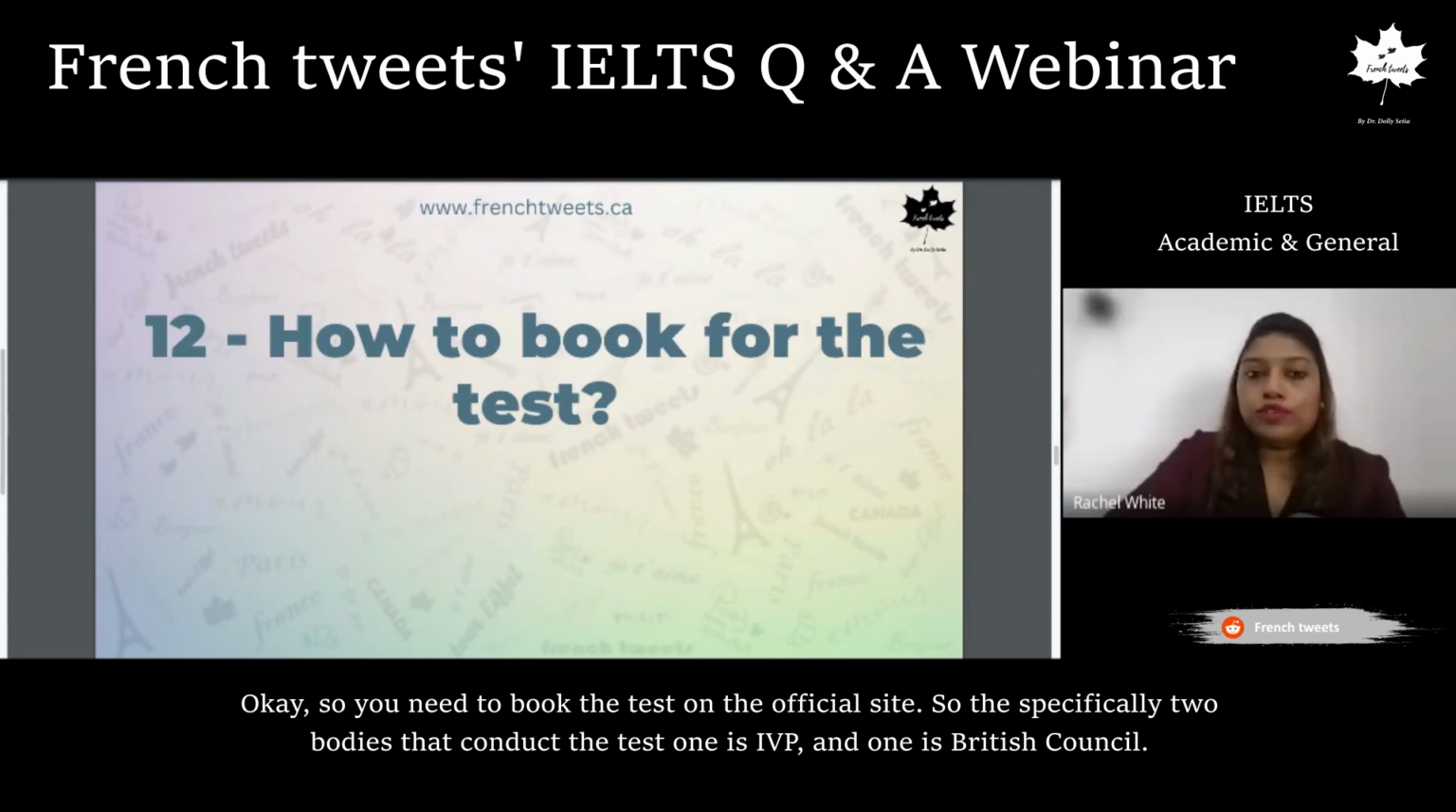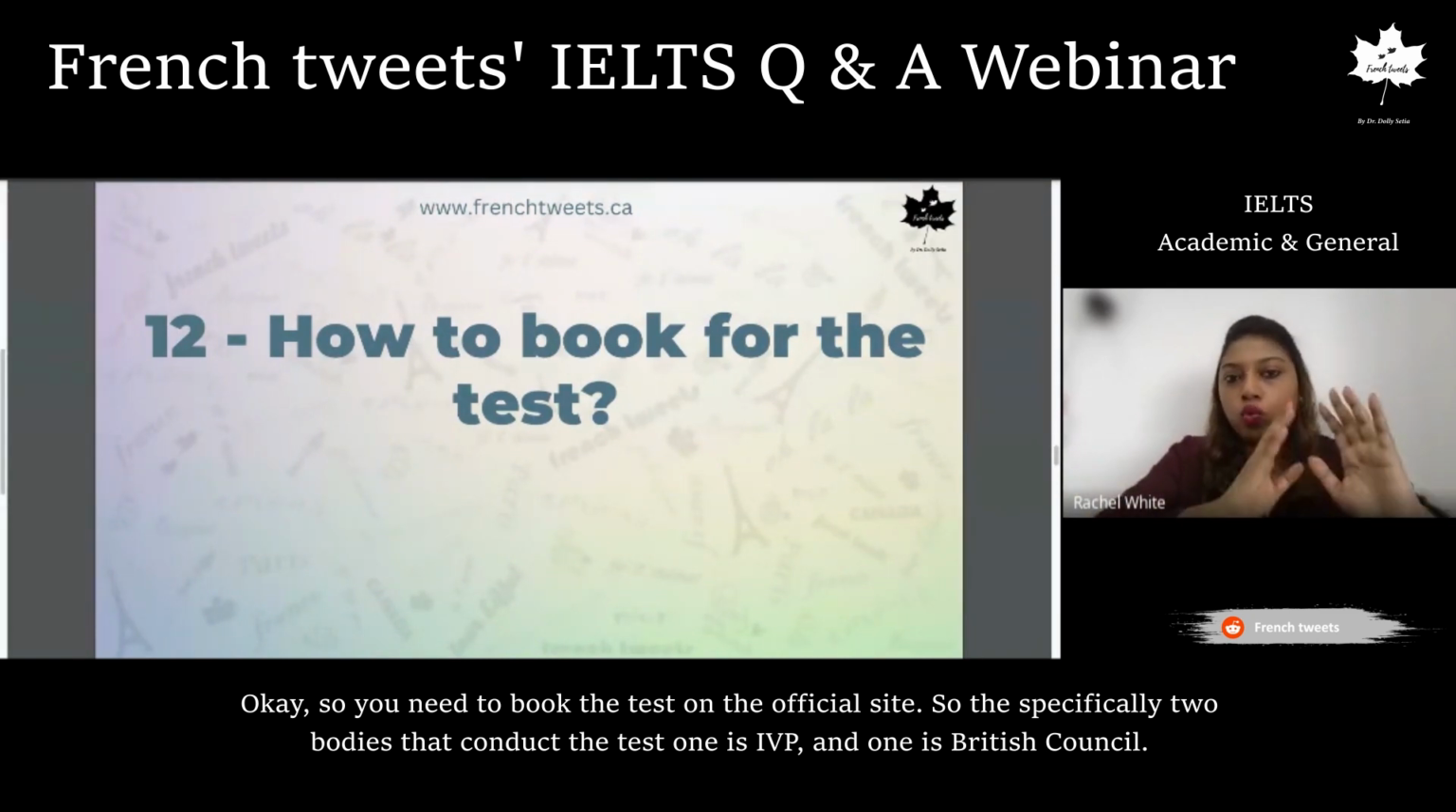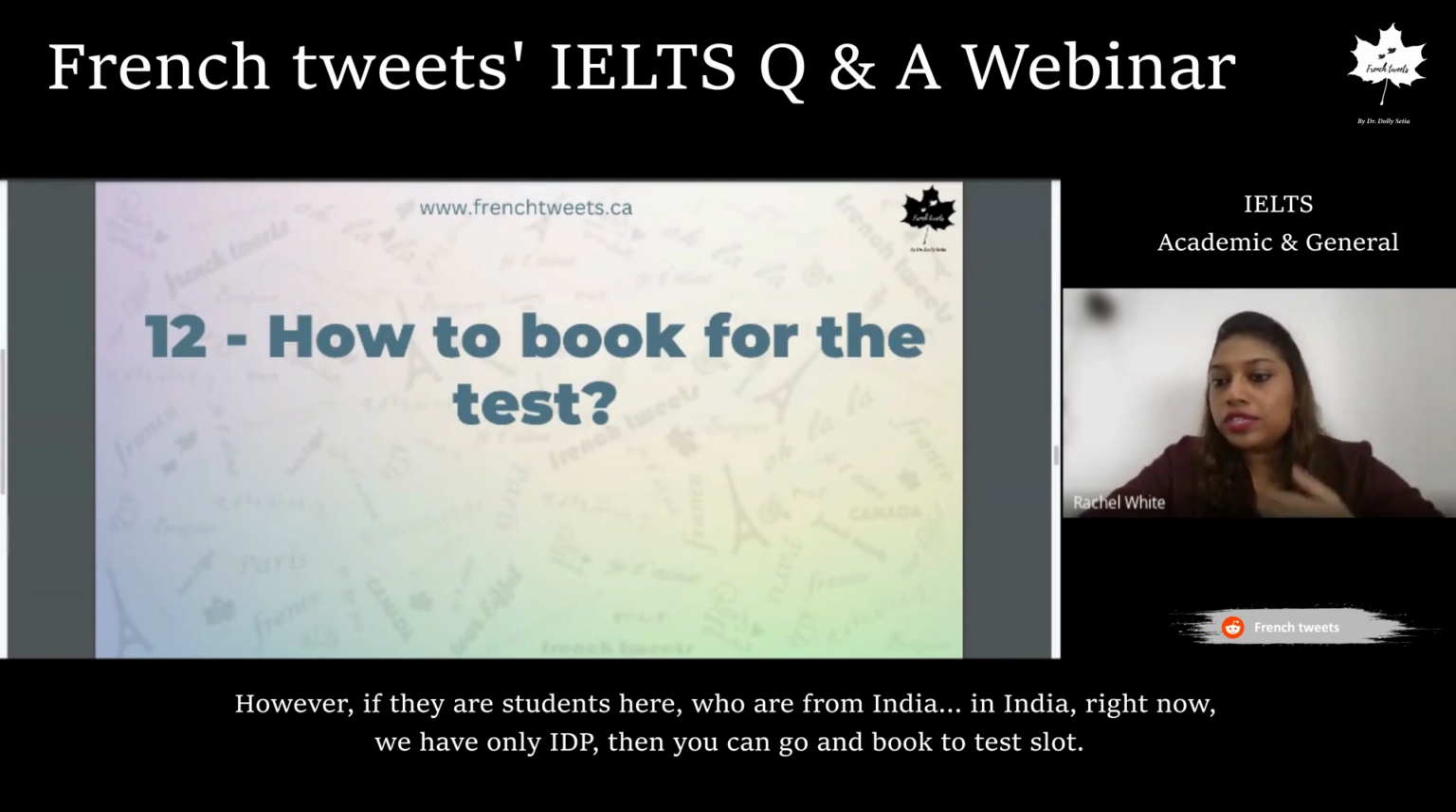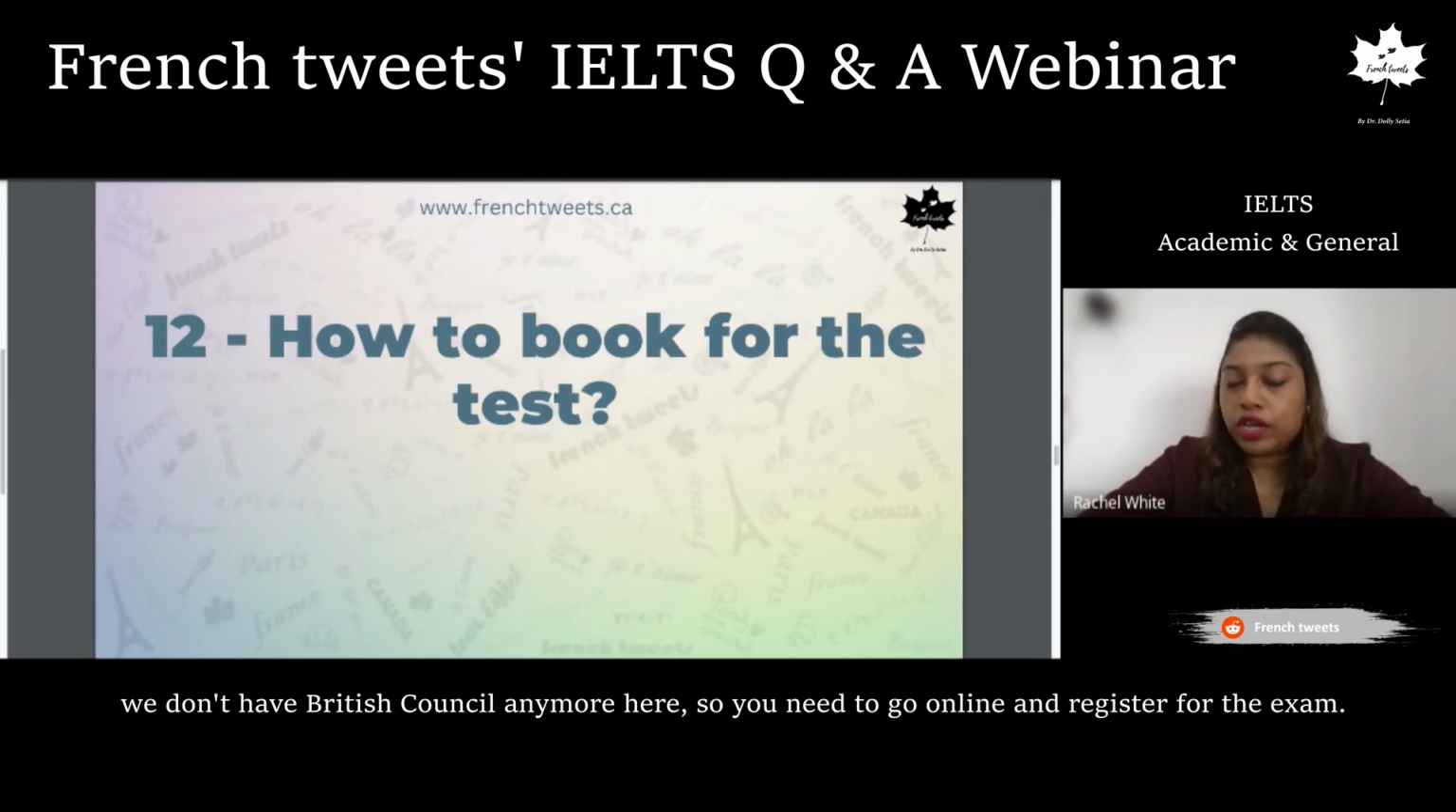Okay. So you need to book the test on the official site. There are specifically 2 bodies that conduct the test. One is IDP and one is British Council. However, for students here who are in India, right now we have only IDP, where you can go and book the test slot. We don't have British Council anymore here. So you need to go online and register for the exam.